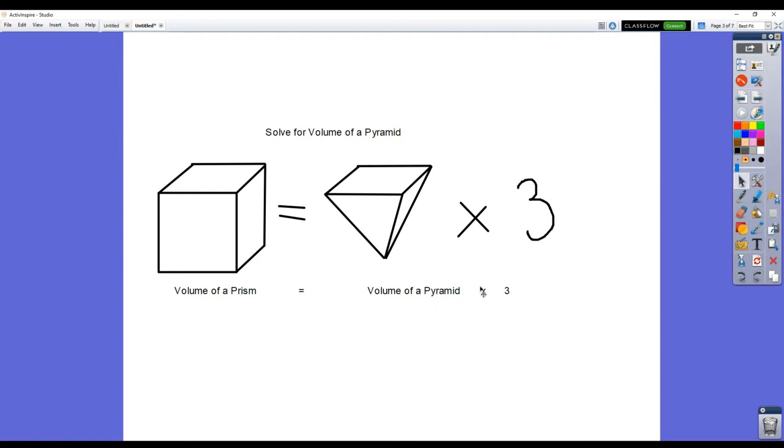What's the opposite of multiply? It's divide. I'm trying to get volume of a pyramid by itself, so I'm trying to get rid of the 3, so divide by 3. If I do it on one side of my equal sign, I have to do it on the other side of the equal sign also.